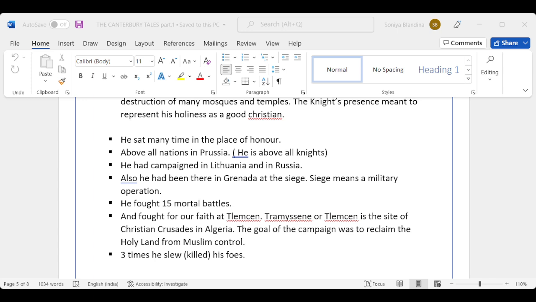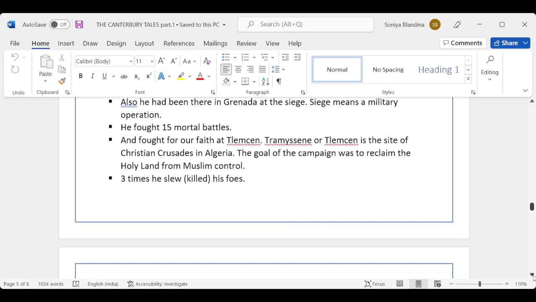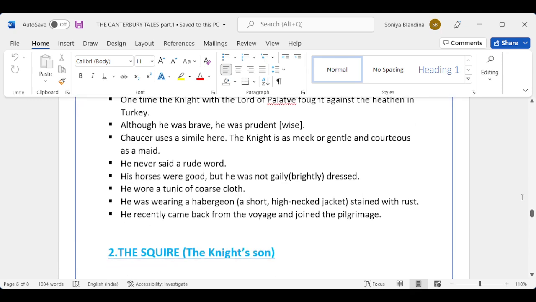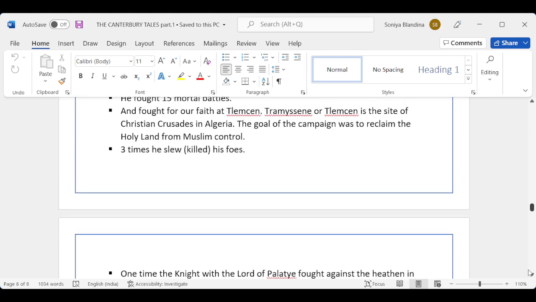See, he fought 15 mortal battles, and he is a Christian, right? So he fought for his faith at Lemsen. So Lemsen is the site of Christian crusades in Algeria. So what is the battle about? What did they fight for? They were reclaiming the Holy Land from Muslims' control. Okay, and next point. 3 times he slew his foes. So it is particularly mentioned in the text that 3 times he slew, meaning killed, his enemies.